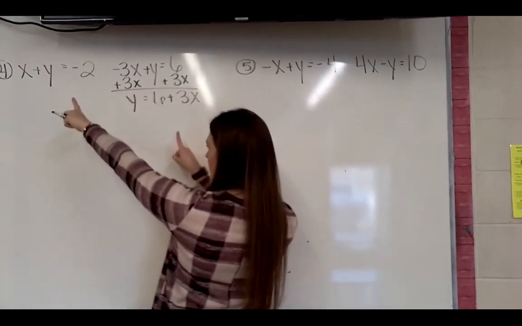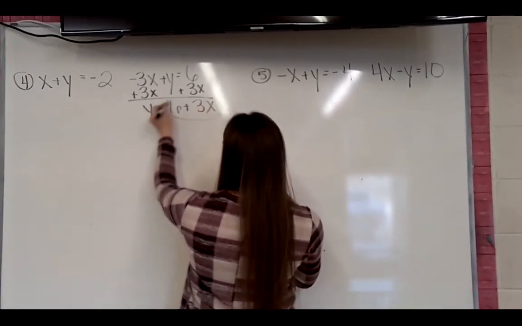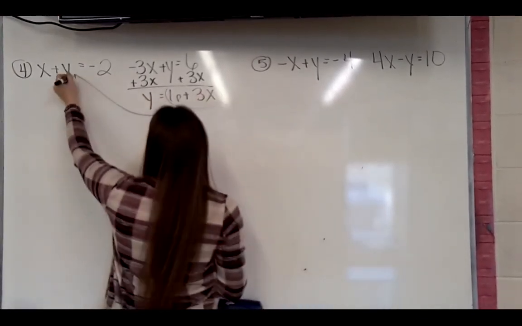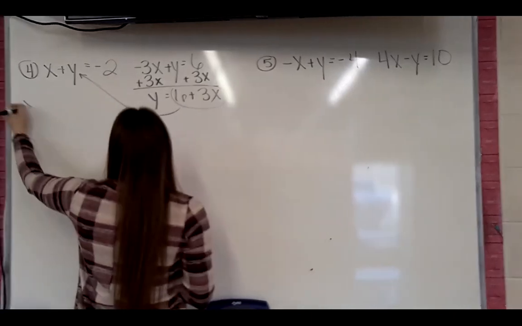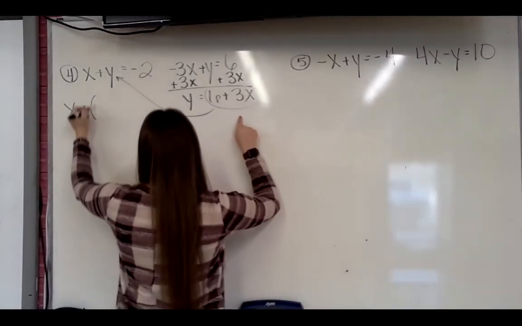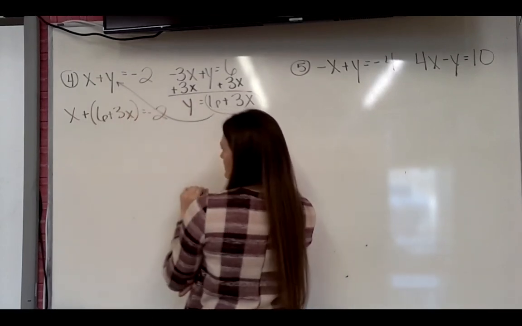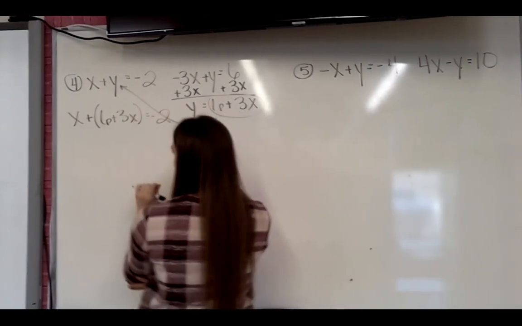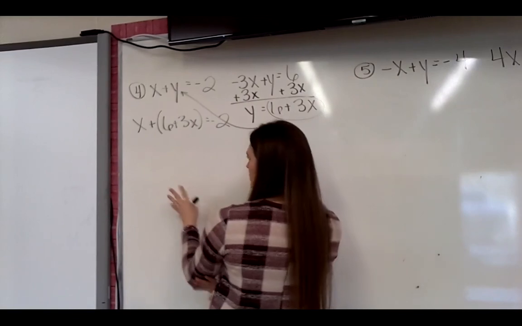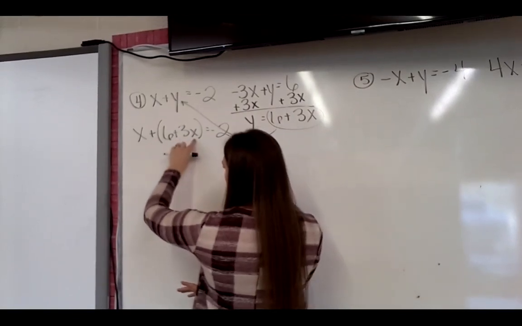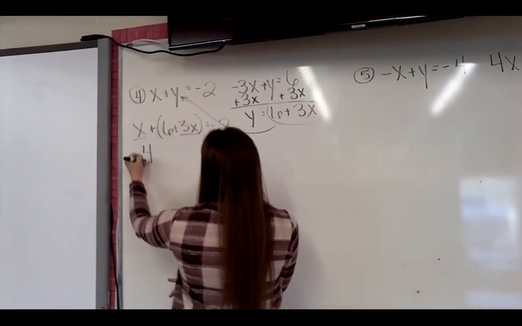Now here's my 2 equations. I'm going to plug this in for y on the other equation. So x plus y, but I now have 6 plus 3x equals -2. There's nothing to multiply or solve in parentheses, so I can just drop them. This is 1x plus 3x. That is 4x.